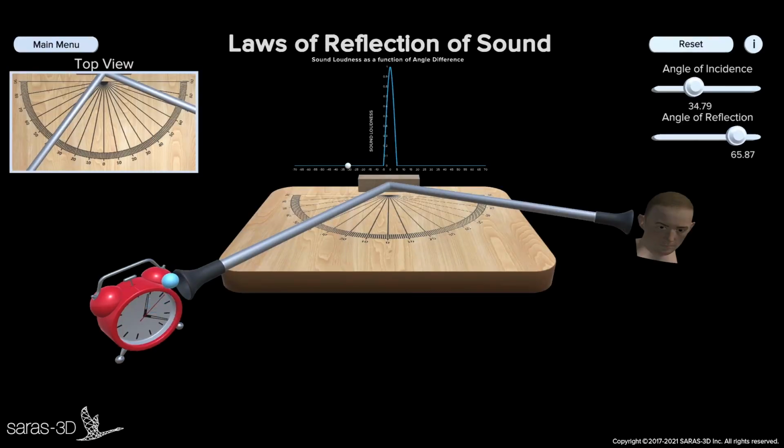So here you have a source of sound which is a clock, and sound waves from this source are collected through a pipe, and this will be called incident sound. This incident sound is reflected from a reflector, and the reflected sound waves are collected through another pipe, and those sound waves will be called reflected sound.